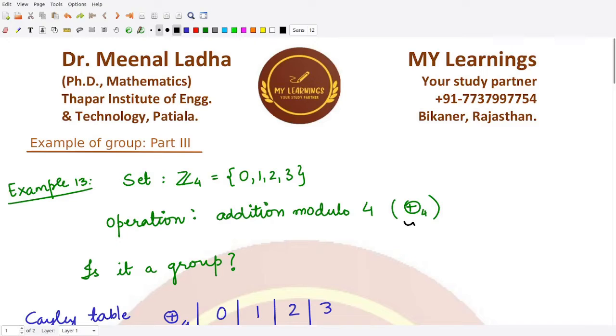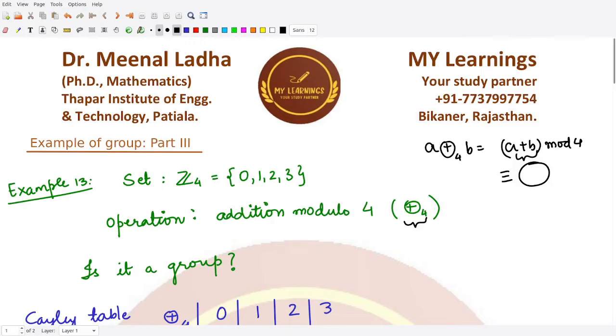And what does this mean? This symbol means that if you apply it to two different numbers, say A and B, you are actually adding these two numbers and then taking mod 4 of it. So whatever is the remainder obtained after adding A plus B, that is your answer, right?